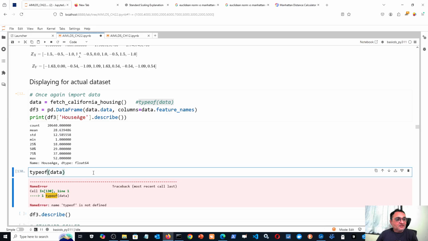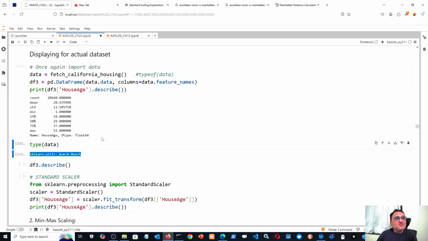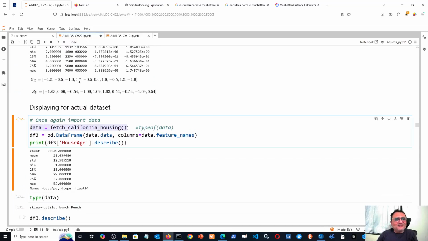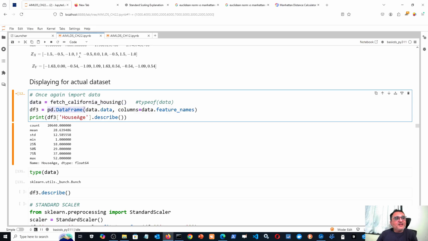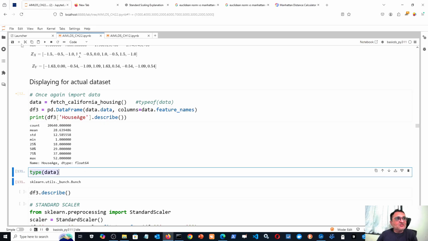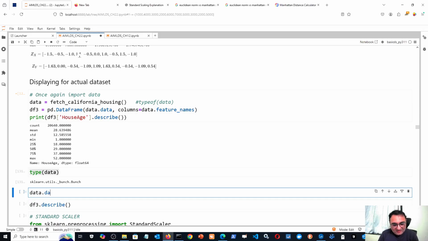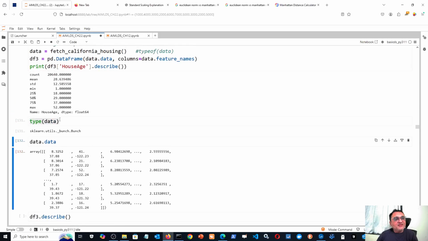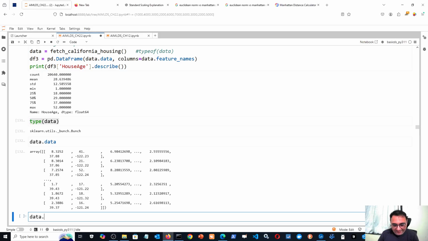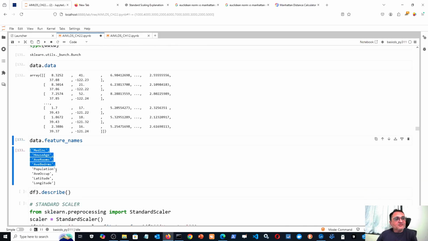Type is not defined. Why? Or type data, I think. Yeah, not type of. Right. So it is sklearn.utils.Bunch. That means it is some kind of specialized data form which the sklearn library has given, and you have to convert that into a pd.DataFrame. At that time you will write data.data and columns data.feature_names. Even those two you can check, what each gives. For example, data.data, if I execute, will give me the various columns, and data.feature_names will give me the names of the columns, right?